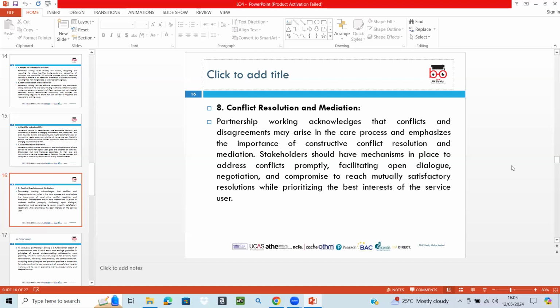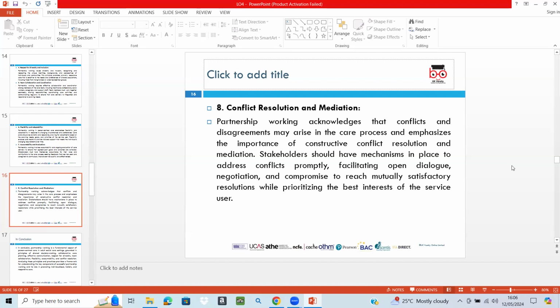Effective conflict resolution techniques promote open dialogue, negotiation, and compromise while seeking mutually satisfactory resolutions that prioritize the best interest of the service user. By addressing conflicts promptly and proactively, stakeholders can maintain positive relationships, foster trust, and ensure that care delivery remains person-centered and focused on the well-being of the individual.